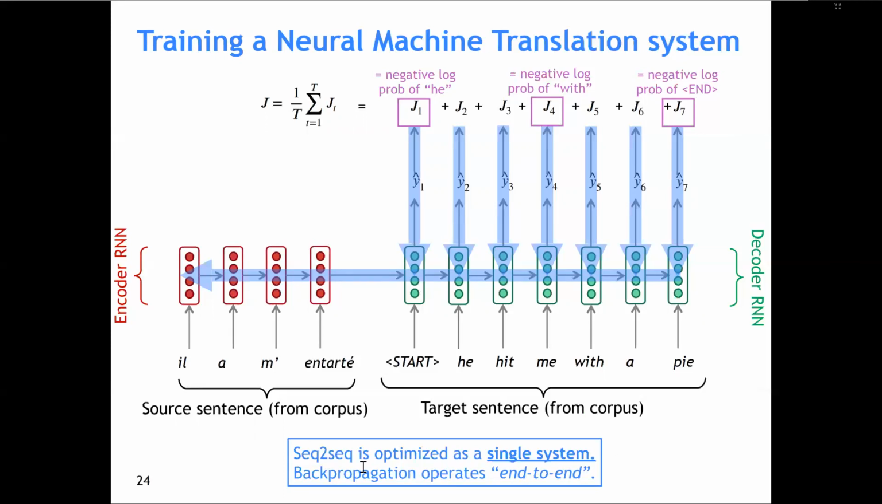Also, as with last time, there's backpropagation through time. So this whole system, the hidden states of the two RNNs, is trained all together. It is optimized as a single system, so it operates end to end, from Y propagating to the states in your first RNN.